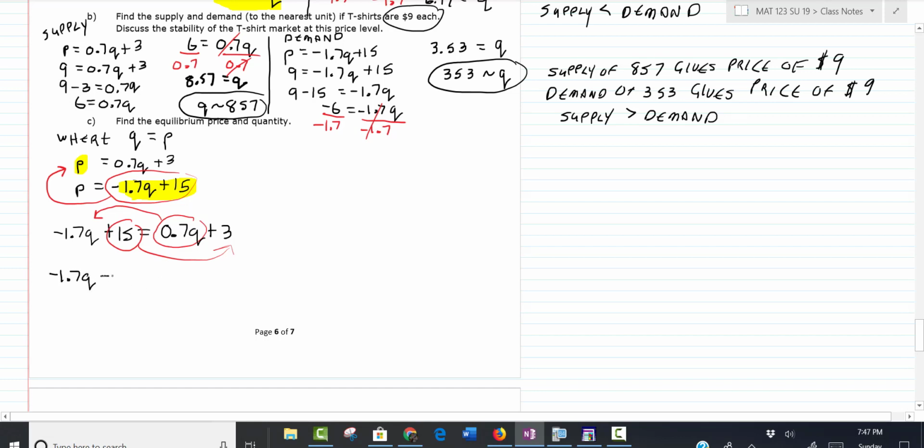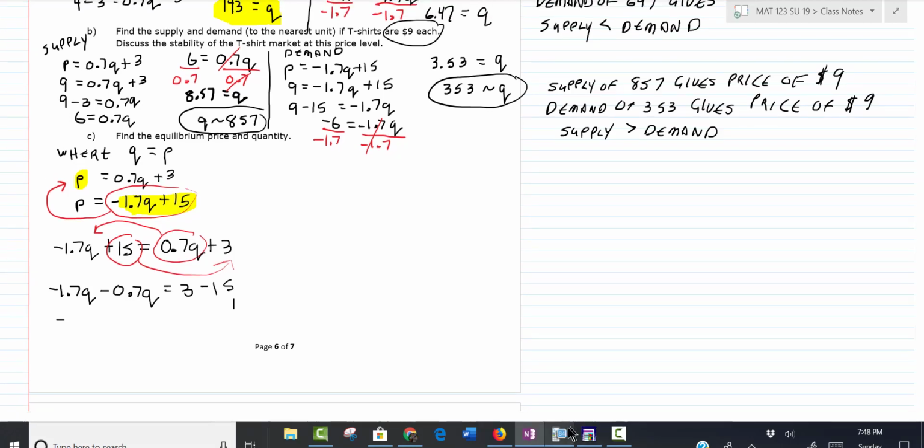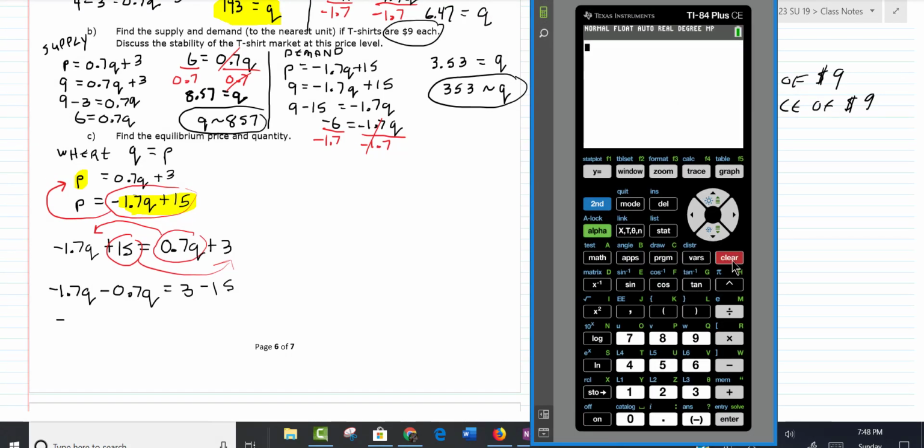That sign will change to be minus 0.7q equals 3, and then moving the 15, you get a minus 15 like that. Okay, if you do this, you can do it on the calculator if you want to. You would get negative 2.4. Like that. You can always do stuff with your calculator if you need to, if you got decimals and stuff. So again, I just got negative 1.7.